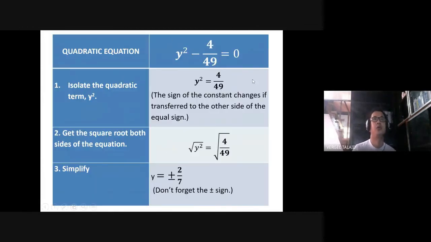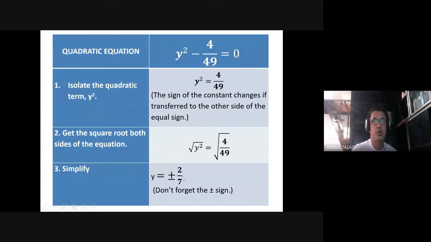Now, another example, y squared minus 4 over 49 is equal to 0. Isolate y squared. So, transpose negative 4 over 49 to the right side. That becomes positive 4 over 49. Extract the square root of both sides. So, the square root of y squared is y. The square root of 4 over 49, that is 2 over 7, positive and negative 2 over 7.